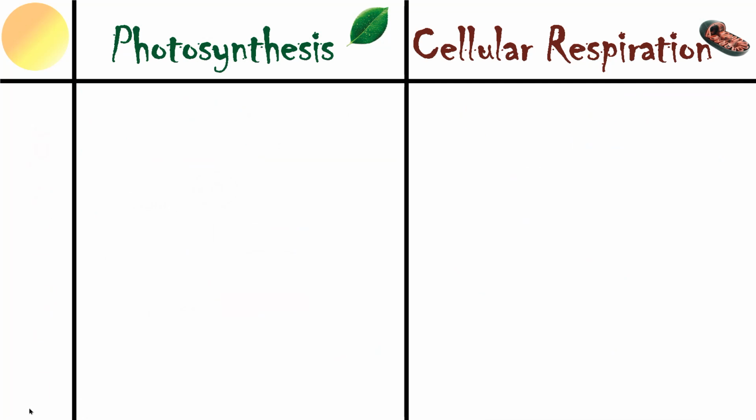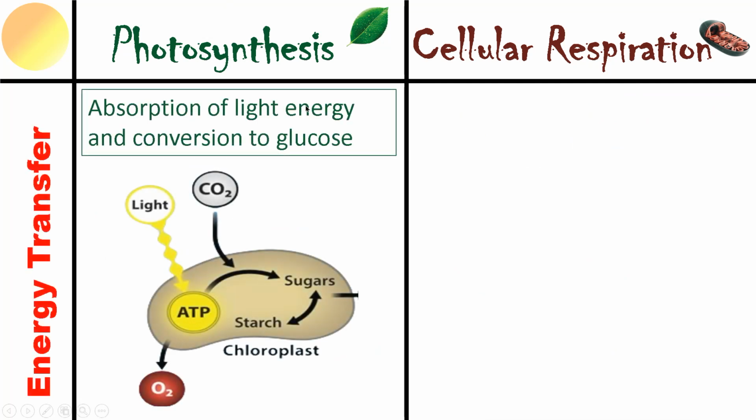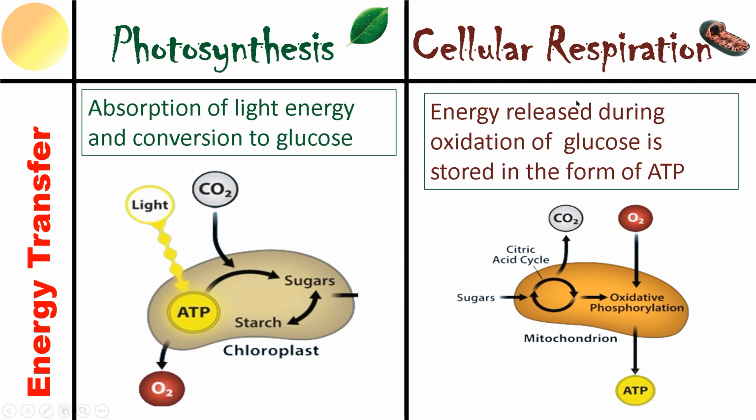Mode of energy transfer in case of photosynthesis involves absorption of light energy by chlorophyll pigment and conversion of carbon dioxide into glucose in chloroplast. In case of cellular respiration, energy released during oxidation of glucose is stored in the form of ATP in mitochondrion.